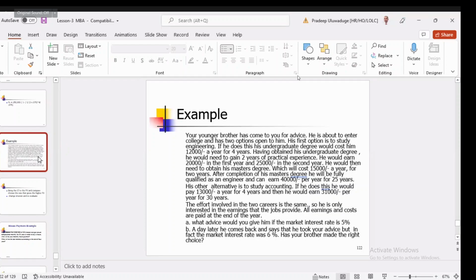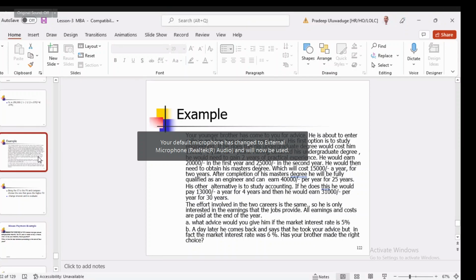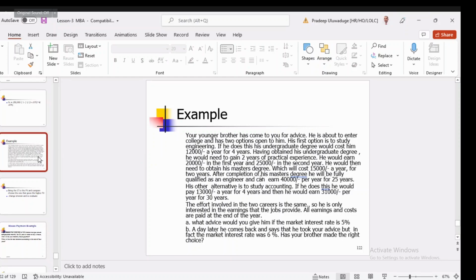He would then need to obtain his master's degree, which will cost 15,000 a year for 2 years. After completion of his master's degree, he will be fully qualified as an engineer and can earn 40,000 per year for 25 years. That is one option. His other alternative is to study accounting. If he does this, he would pay 13,000 a year for 4 years, and then he would earn 31,000 per year for 30 years.